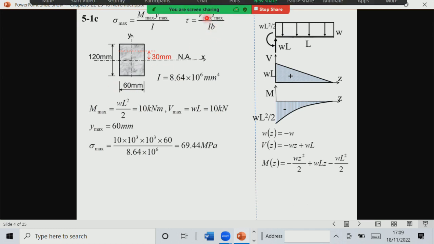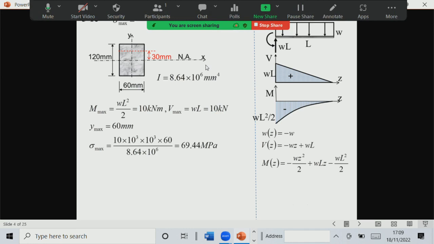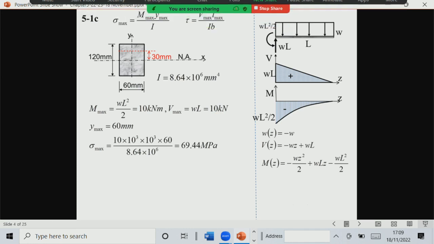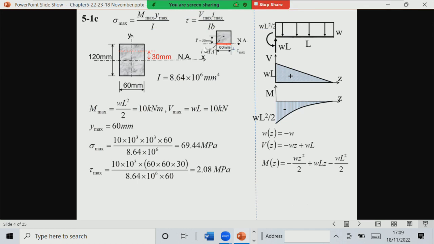Now I should find the layer which has the maximum Q value with respect to the neutral axis. Obviously, if I look at the cross section, this is the neutral axis. This region, which is above the neutral axis, gives the maximum Q value with respect to the neutral axis. So you can see here, this is the shear force. This is the first moment of area of this region, the area is equal to 60 by 60, and this is equal to y bar, which is 30. It gives us 2.8 megapascals.